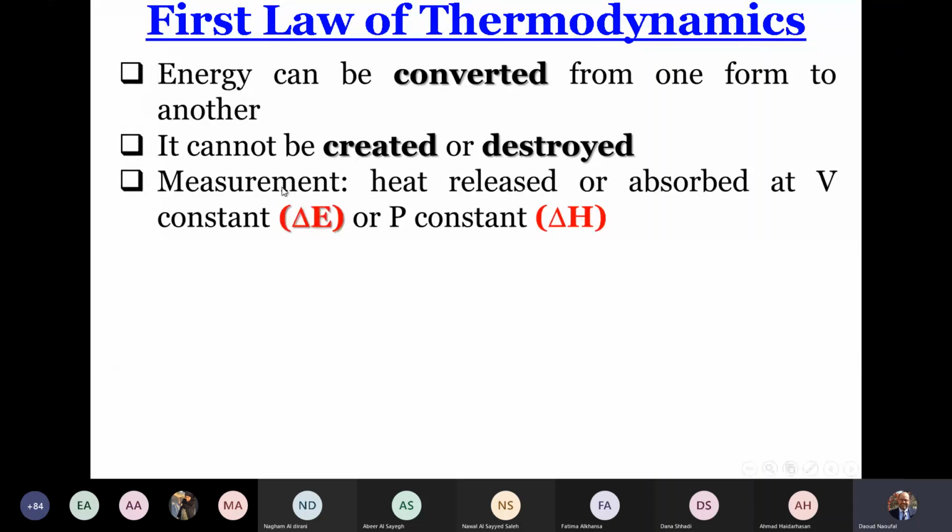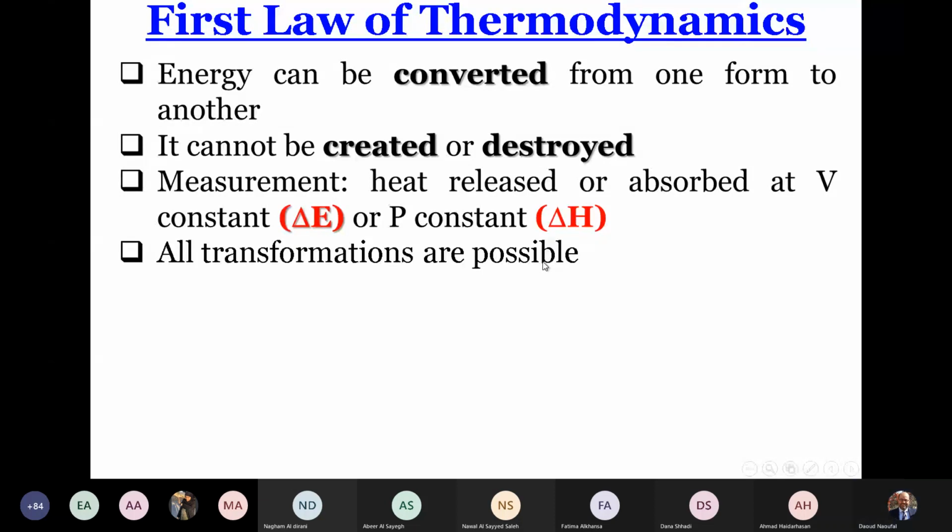In the first principle of thermodynamics, we calculated the variation of the internal energy, delta E, which is Qv, the heat released or absorbed at constant V, or we calculated delta H, which is Qp, the heat released or absorbed at constant P. The most important inconvenience of the first law of thermodynamics is that all transformations are possible.